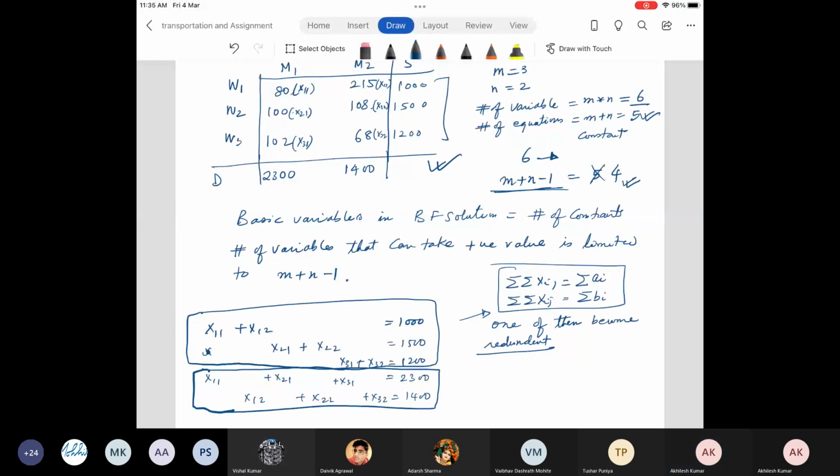Yes, sir. If you add up all these constraints, you will see that one of the constraints is becoming redundant. So although I have 5 constraints, I can find a solution only with 4 because the fifth one is redundant. If you simply add up any of them.